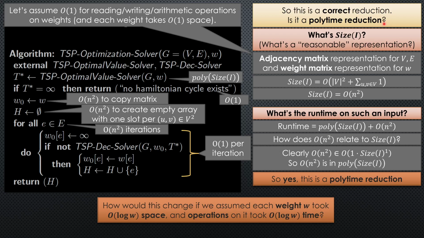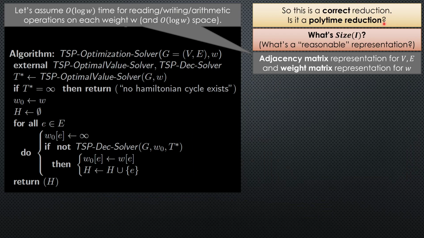And actually, we don't have to do any multiplication of weights here, but if we did multiplication of weights, it would end up being something like order log squared W time, okay? So if we consider this bit complexity model, do we end up with a different answer to the question, is this a polynomial time reduction? Okay, and I'm going to argue to you that we don't see a different result. So suppose that we assume order log W time for reading, writing, arithmetic operations on each weight W, and order log W space for that weight, okay?